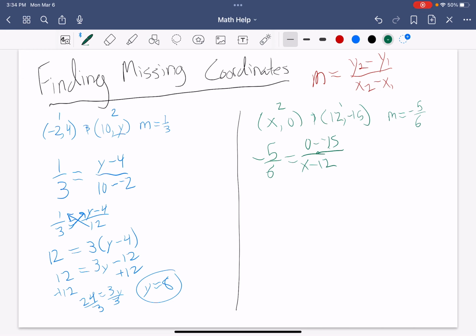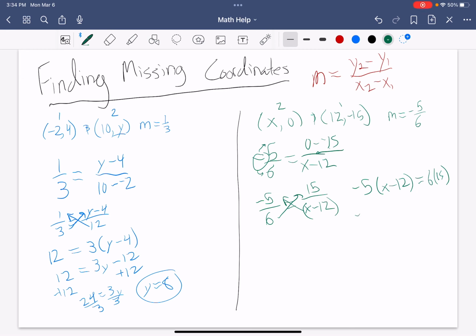Now, next step is to simplify and kind of clean it up a little bit. I also have this here because I want to put my negative sign in either the top or the bottom. And so I'm going to choose to put it in the top. So when I do that, I'm going to end up getting -5 over 6 is equal to 15 over x minus 12. Now I'm going to cross multiply, which is going to lead to just some distributing. So I'll have -5 times the quantity x minus 12 is equal to 6 times 15.